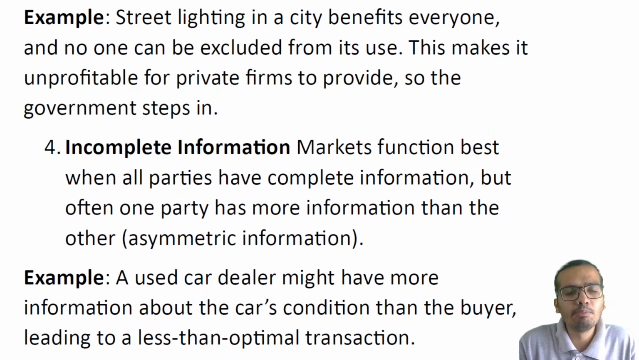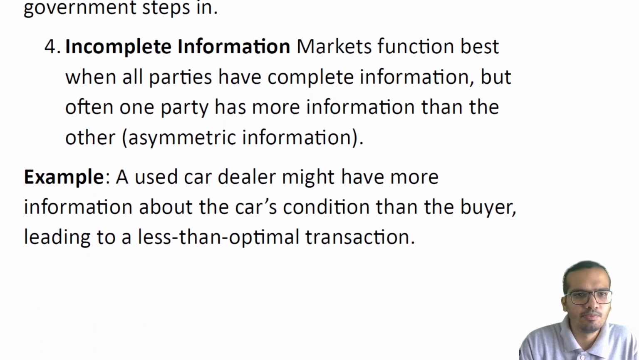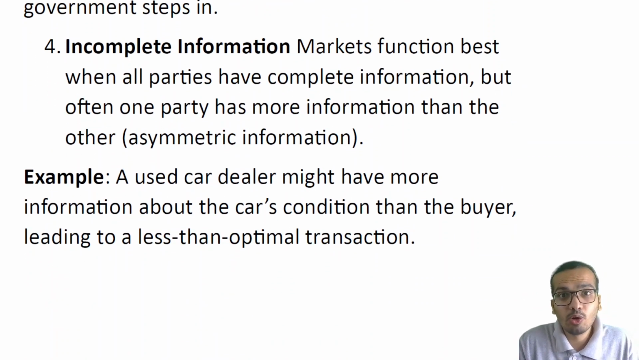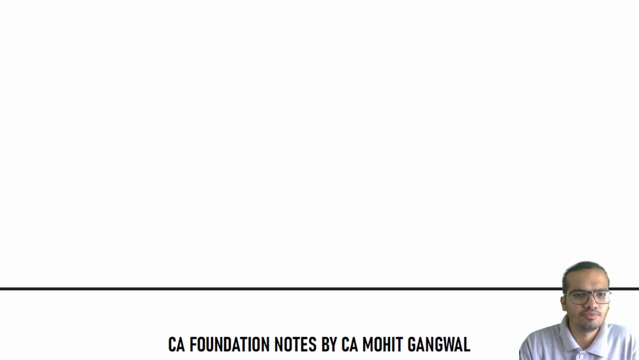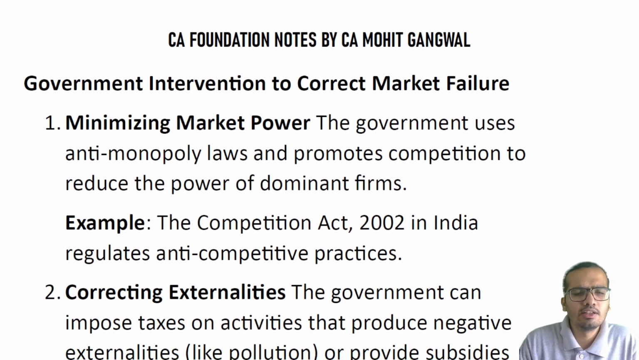Fourth, incomplete information. Markets function best when all parties have complete information, but often one party has more information than the other. This is the asymmetric information problem. For example, a used car dealer might have more information about the car's condition than the buyer, leading to a less than optimal transaction. Then comes the second topic, government intervention to correct these market failures.